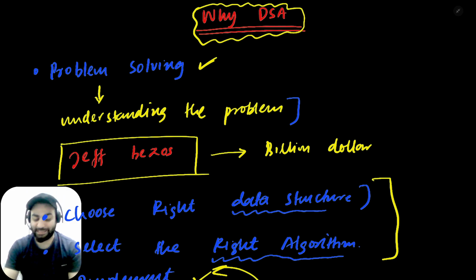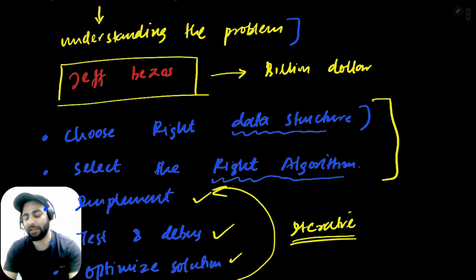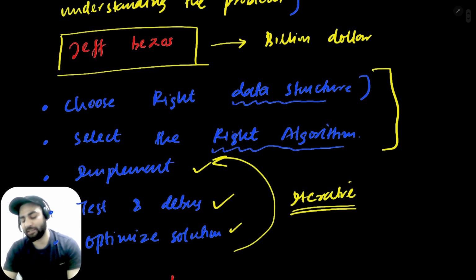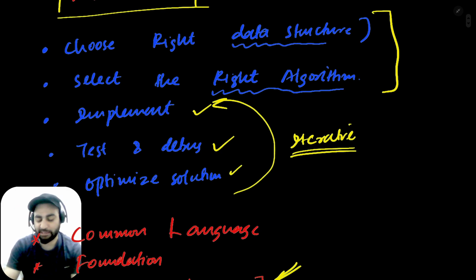I was answering why DSA. The first thing that I said is problem solving, and then we said that you have to choose the right data structures, the right algorithms, and then implement it, test and debug, and optimize it. For this you must know data structures. For this you must know algorithms. Then here you must know a language to talk to the computer. Then you must debug, optimize, and keep on doing this.